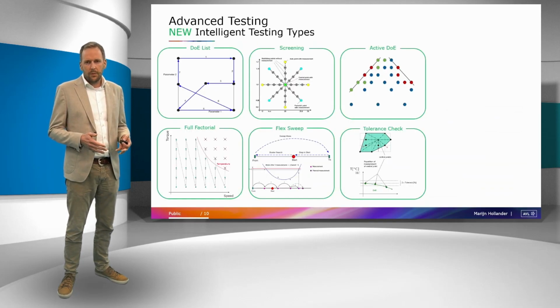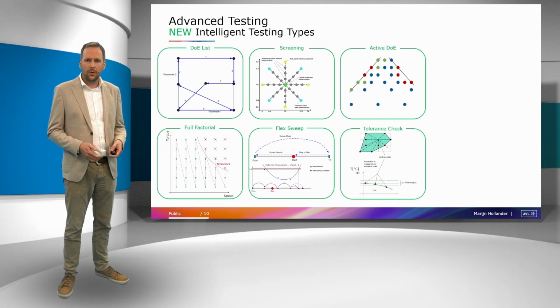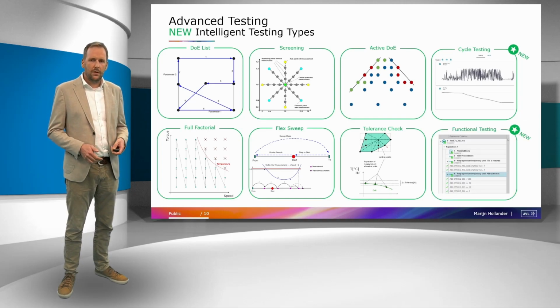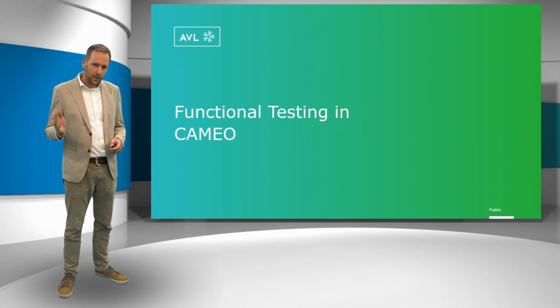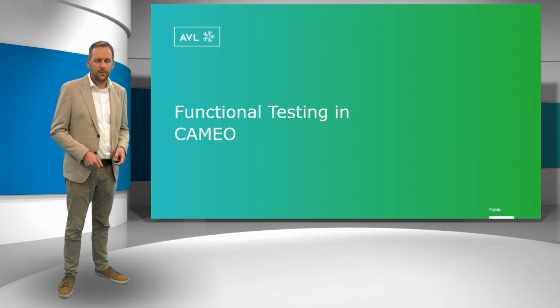So what have we done in concrete? As you see here, these are the standard testing types you might know from CAMEO. What we have added is that we can run cycle-based testing, so time-based traces, and we have added the functional testing part. Okay, this functional testing part I would like to show to you now in a live demonstration. So come with me and I will show you live in CAMEO how this works.